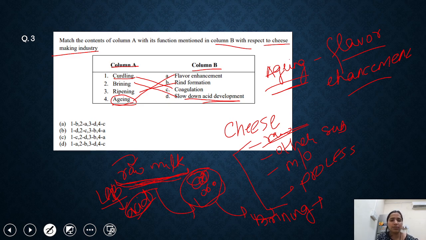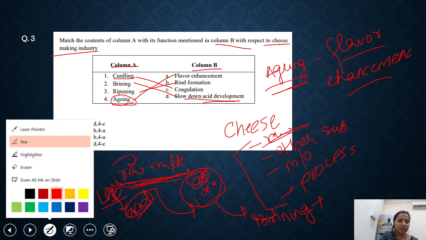So from this you can answer. For the first, the option is C. That is given in only one option. For the second, it is D, slow down acid development. Then third is ripening for the ring formation. And fourth is A, flavor enhancement. Correct. So for this question, the answer is C.